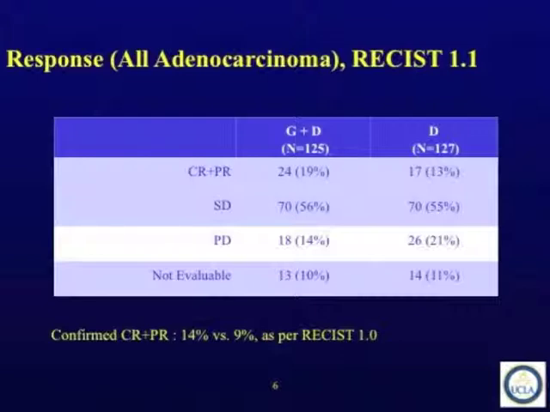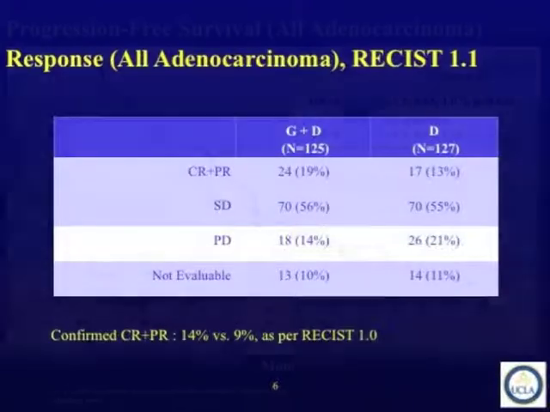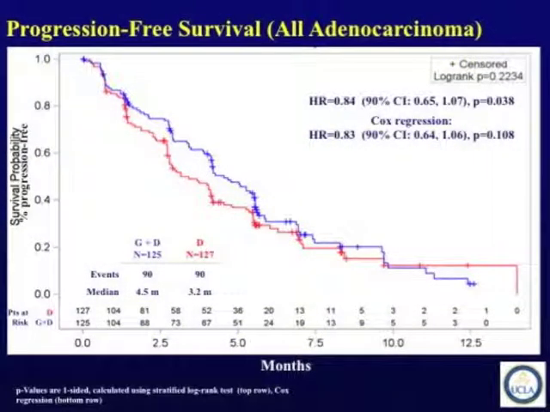The response rate was pretty similar between the 2 arms. G plus D is the Ganetespib plus docetaxel or Taxotere. The other arm is Taxotere alone. However, when you look at the progression-free survival, it certainly looked like the combination was a little bit better. Now, again, this is restricted to the adenocarcinoma patients because they stopped enrolling the squamous cell patients and then didn't analyze them with the rest of the group here.